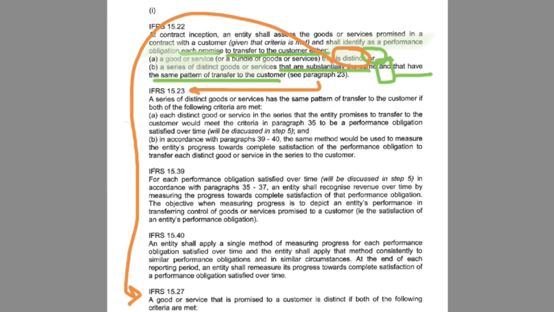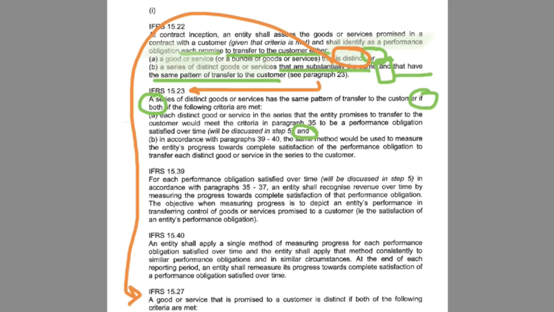So now you need to go and discuss paragraph 23, unless it is very specifically excluded in the note part of the question. So a series of distinct goods and services has the same pattern of transfer if both of the following criteria are met. So there's an and because there's two criteria. So what are these two criteria?